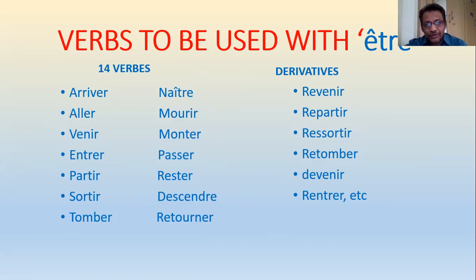Not only these 14 verbs, the derivatives too. What is a derivative? Something that comes from another verb. From venir, which means to come, comes revenir. So revenir is a derivative. From partir, repartir can be formed. That is also a derivative. So these 14 verbs and the derivatives are conjugated with être. And then also, like I said, the reflexive verbs, le verbe pronominal, like se laver, s'arrêter, s'habiller. All these reflexive verbs are also conjugated with être.